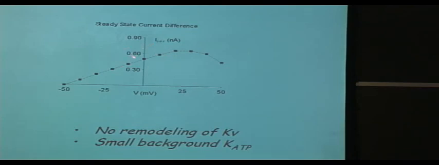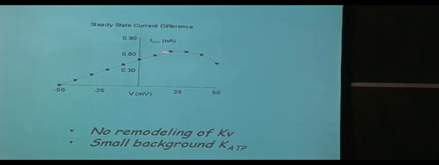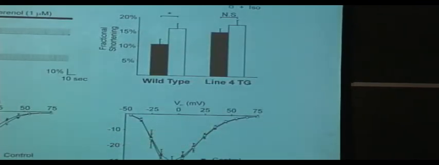This half a nanoamp is a big current, but it's a very small current compared to the overall availability of KATP, which could be as high as 50 nanoamps or more. So it's probably less than 1% activation of total KATP conductance. But it is a slight increase in background currents.